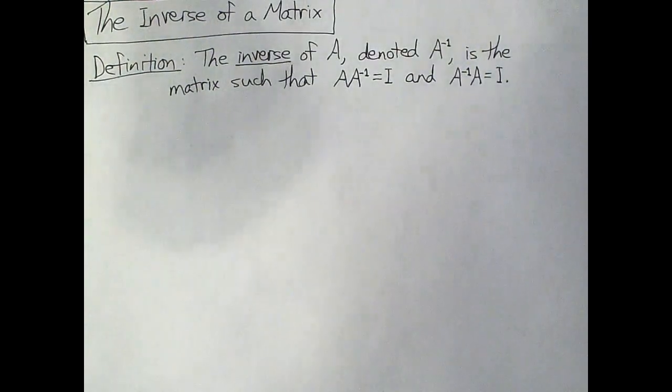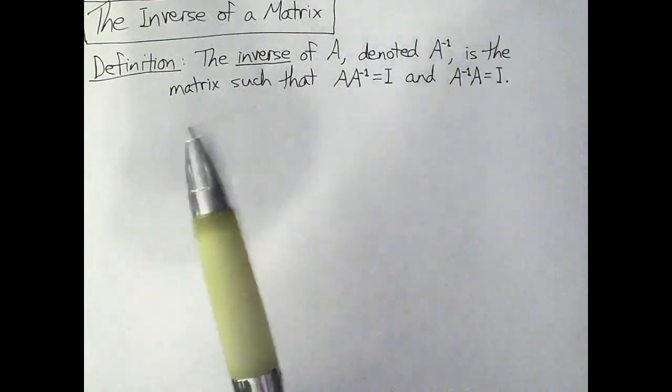And there's a couple of things that we understand from this definition. First of all, I is the identity matrix. And we didn't specify what size it is, but we also didn't specify what size A is. Anyway, let's say a couple of things about this.